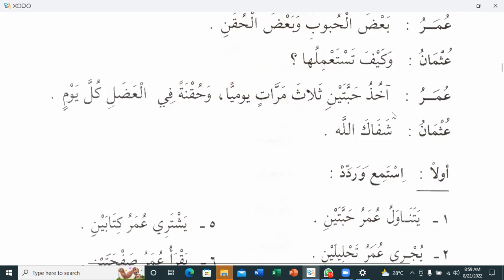عمر, آخذ, I take, حبتين, two pills, ثلاث مرات, three times, يوميا, a day. آخذ حبتين ثلاث مرات يوميا. I take two pills three times a day.